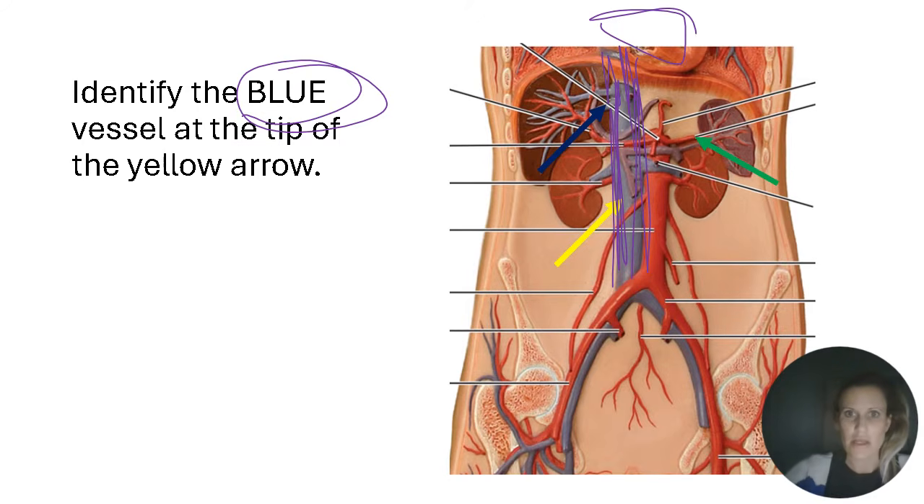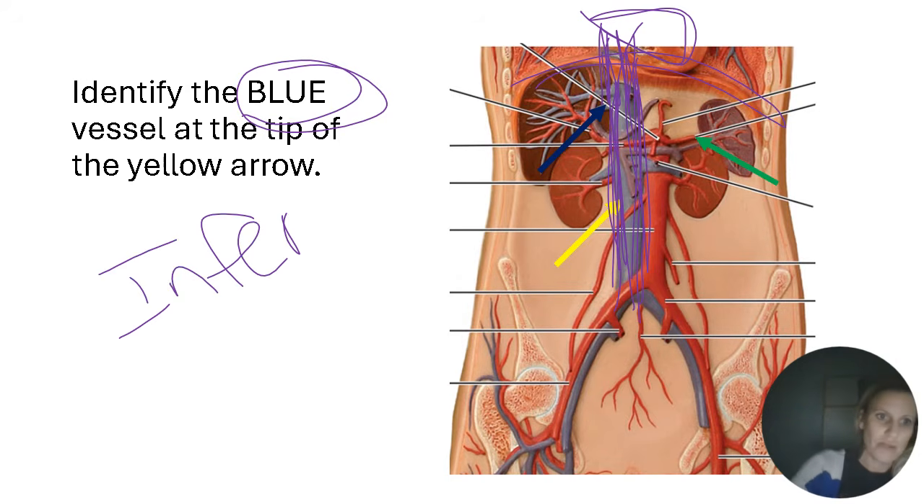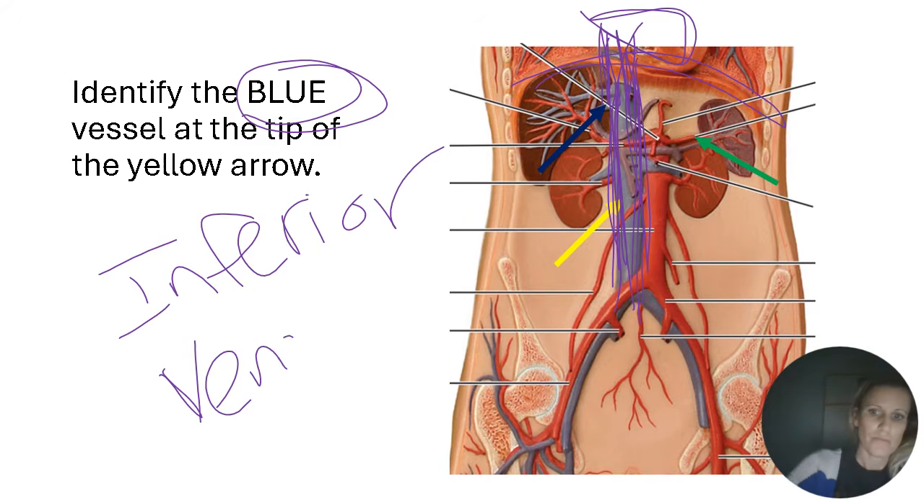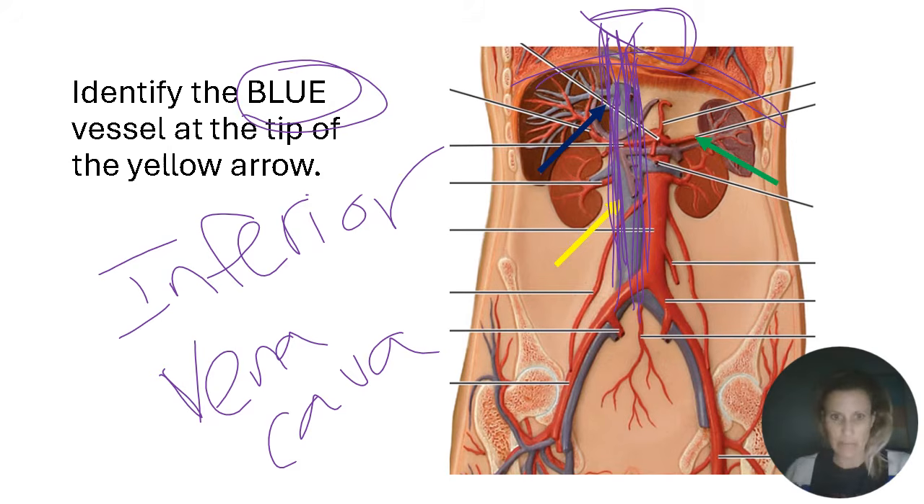Because the heart is right here and coming out of the bottom of the right atrium and then going all the way, it goes through the diaphragm and all the way down through the abdomen. That's the inferior vena cava. The inferior vena cava, very big, right next to the abdominal aorta. The red vessel that's going right next to it, that's also really large like that, would be the abdominal aorta.